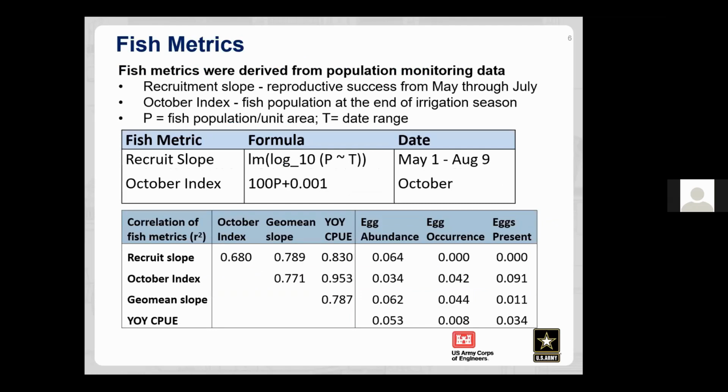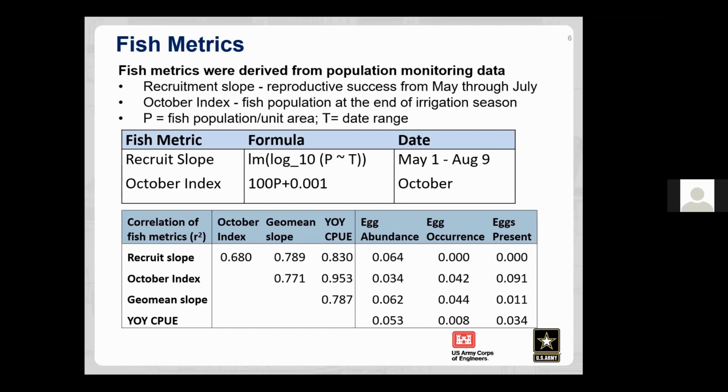So, looking at fish metrics, we developed a number of fish metrics. The best performing ones were what we call recruitment slope. You see the formula here in the top table, and it's basically just looking at the increase in the number of larval fish from the standard monitoring that ACER does over a period from May into early August. And then the October index, we put that one in for comparison.